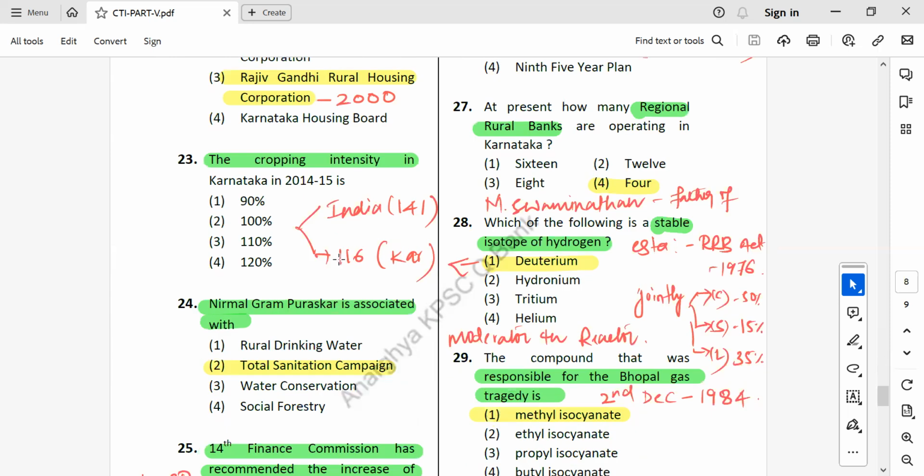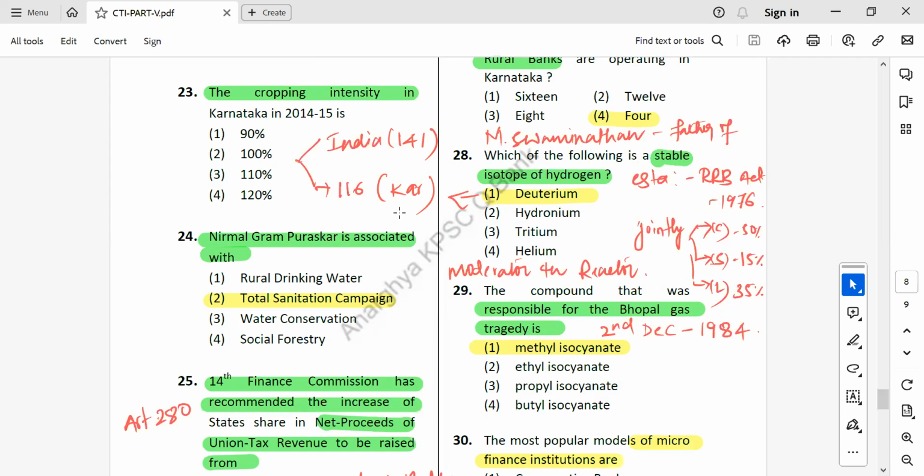Then again, cropping intensity in Karnataka. As the exam was in 2016, they asked one year of current affairs. Currently the cropping intensity of Karnataka is 116 and India is 141. Cropping intensity means the number of times you take crops in a year. That is roughly how it is calculated. So the percentage 116, remember this.